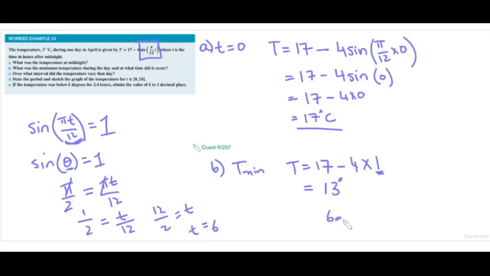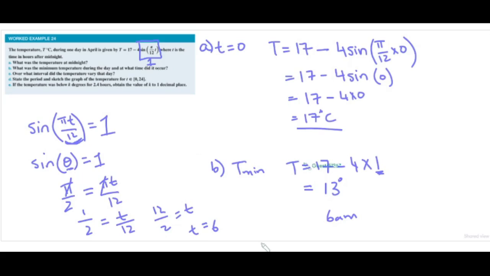So at what time? At 6 a.m. Wait, why do you do sine pi t over 12 equals 1 again? So we want to know the minimum temperature, right? For the temperature to be minimum, we need to subtract 4 from 17. To subtract the most from 17, we need this part, sine of pi t over 12, to equal 1. Oh, okay. Because that's the max, that's what's going to make it minimum.